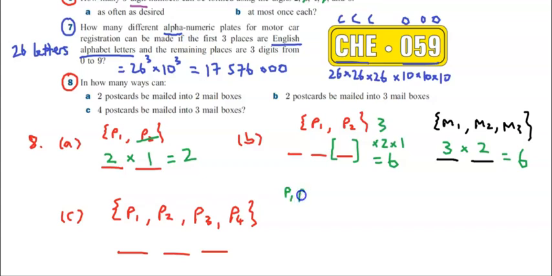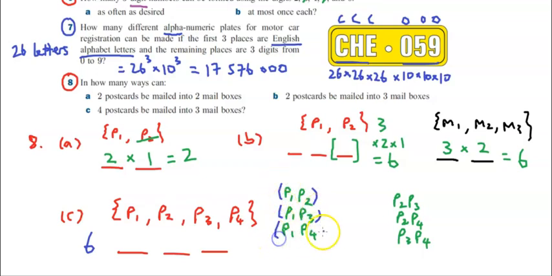We've got P1, P2, that's a choice of 2. P1, P3, P1, P4. And then we don't need to do P2, P1 again. So let's do P2, P3, P2, P4. And then the last one is going to be P3, P4. There's actually only 6 of them. So that gives us a total of 6 choices for our pair. So 6 choices of putting 2 postcards in the same mailbox. 6 different pairs that can be put into the same mailbox.